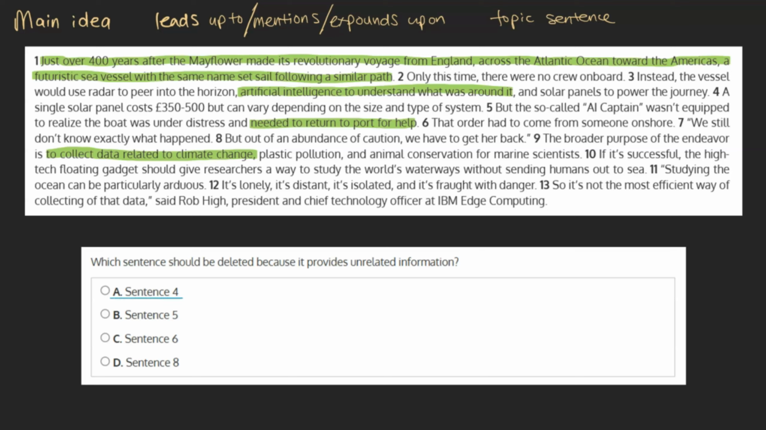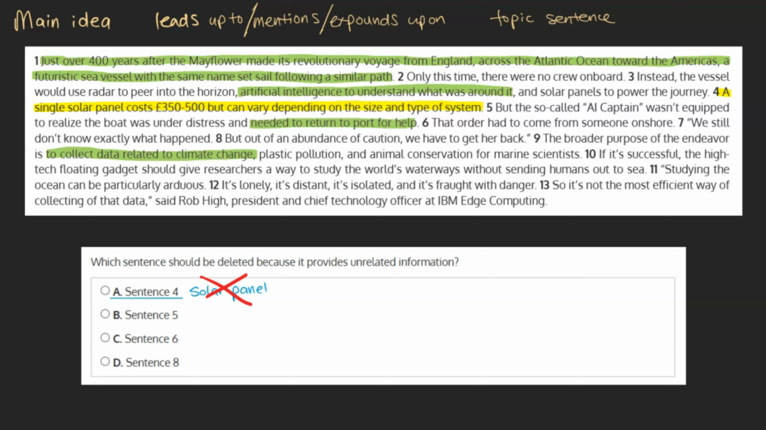A. Sentence 4. A single solar panel costs £350 to £500, but can vary depending on the size and type of system. If our passage were focused on solar panels, this sentence would fit right in. Seeing as it's not, this sentence sticks out. No other piece of equipment is singled out like this, stating the range of prices. And it doesn't help us delve any further into our main idea of this futuristic Mayflower crossing the Atlantic.